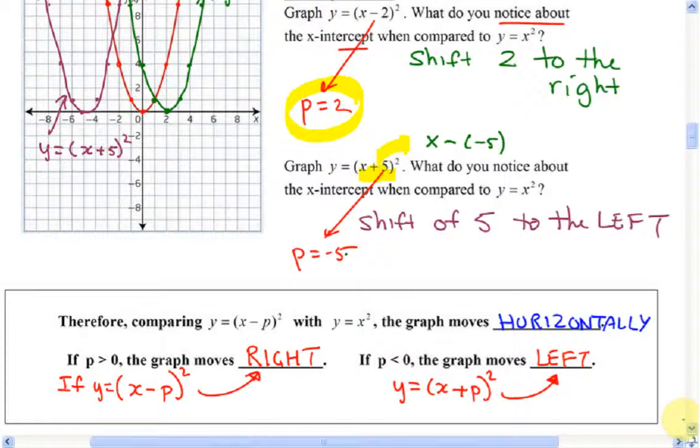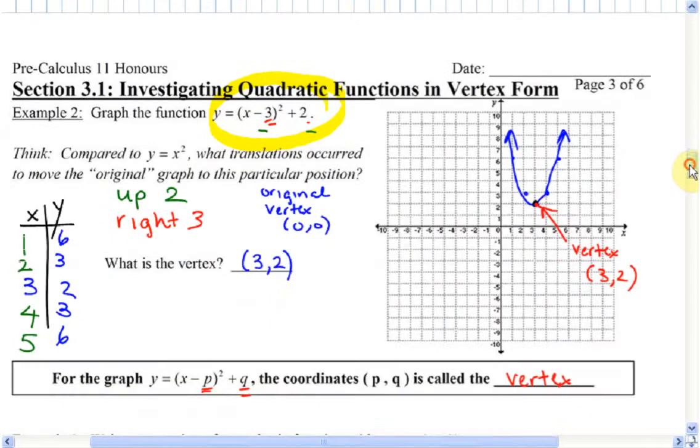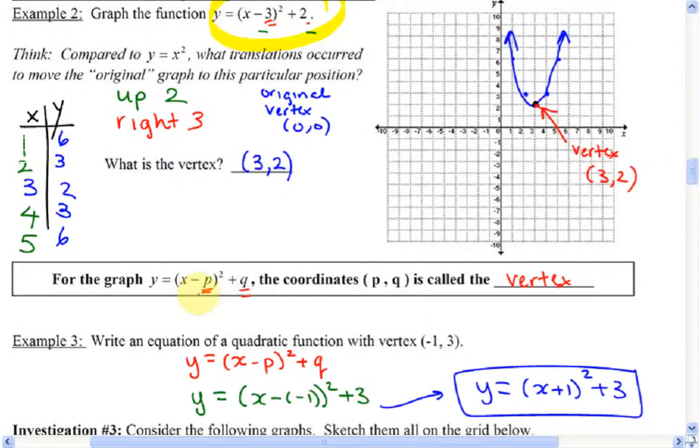Or you make your decision and say, I'm going to look at the entire function. If I see a minus sign inside the bracket, that means it goes right. If I see a plus sign inside the bracket, that means it goes left. Make the choice and stick to one, or you're going to get confused. Then we looked at something called the vertex, and I told you the vertex is just a shift left and right, up and down. I introduced these two values, p and q, which are the coordinates of the vertex.